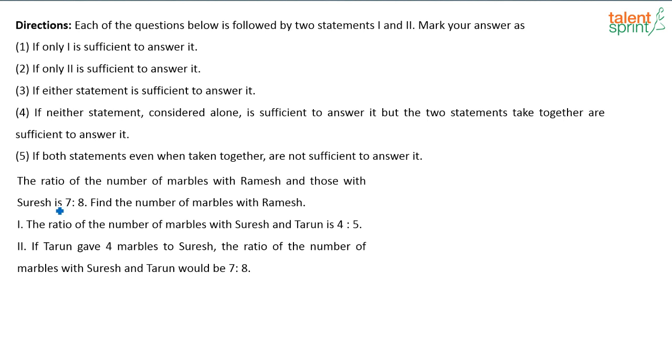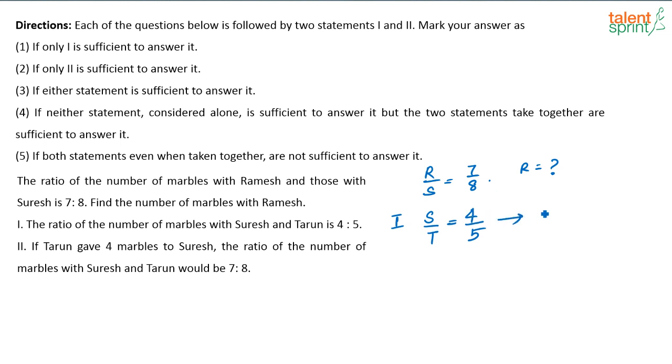Let's see, Divya. What is it that I know? The ratio of the number of marbles with Ramesh to that of Suresh is R by S. I know R by S is equal to 7/8. I have to find out what is R. Now, using the first statement, what do I get? The ratio of the number of marbles with Suresh and Tarun is 4:5. Suresh divided by Tarun is 4/5.